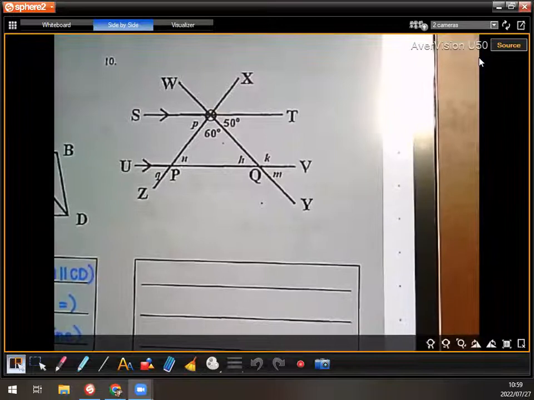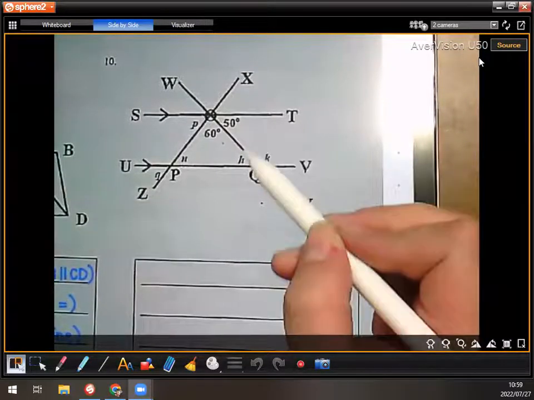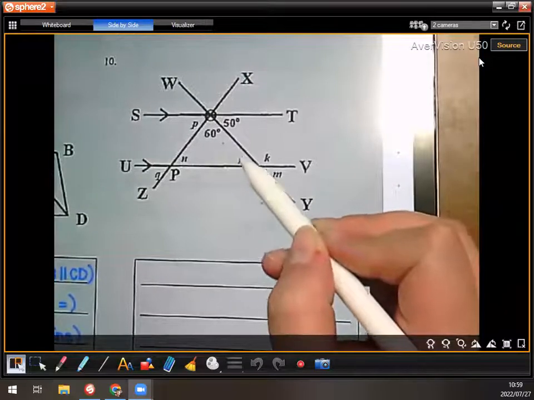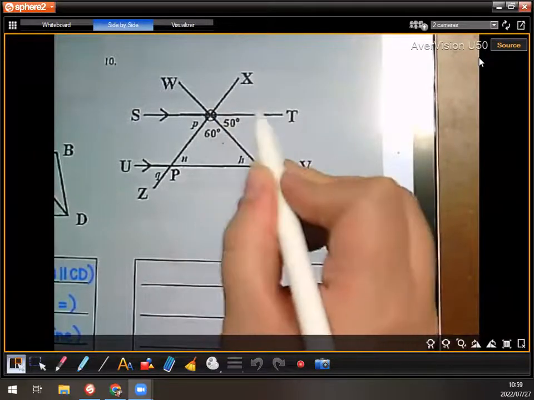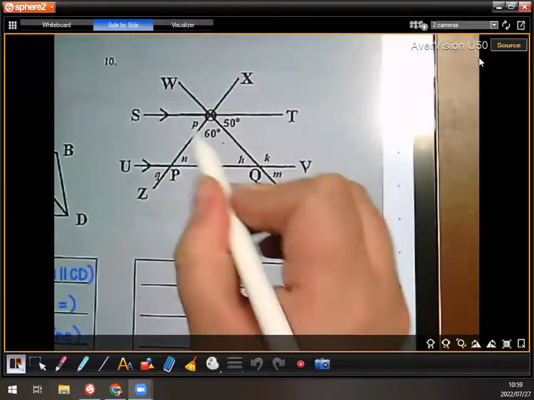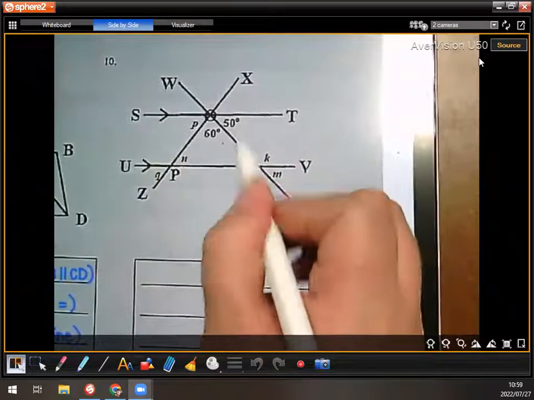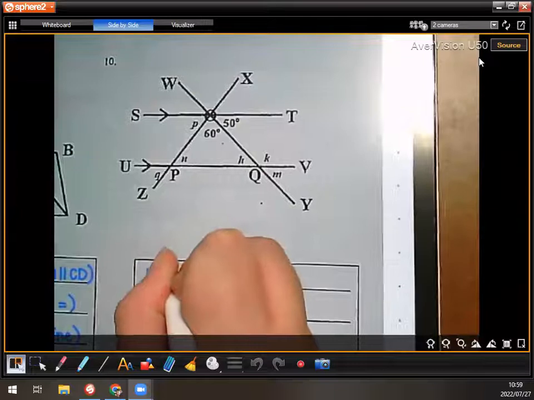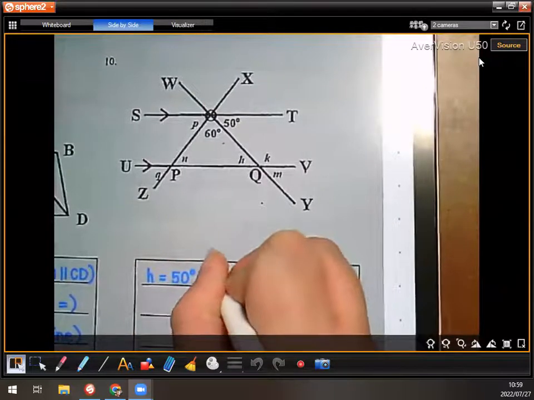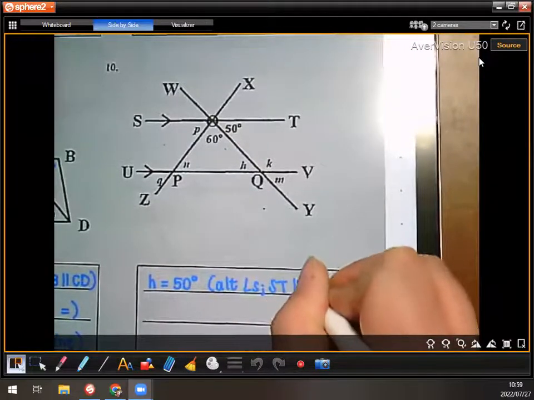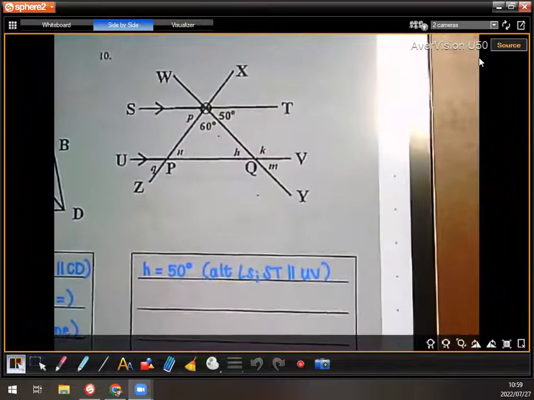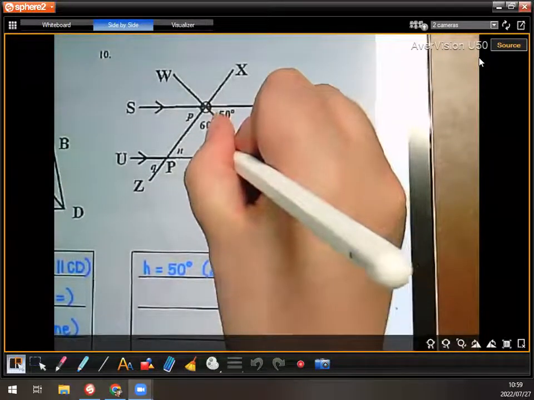Alright guys, the alphabet thing was a bit all over the place here. So what is the first letter? Is it H? Yeah, H is the first one. So if we need to find H, what can I use? Alternate angles, hey? Do we see that Z shape? Guys, are these two lines parallel? Yeah, it's indicated over there. Okay. So H is 50 degrees. Alt angles, ST parallel to UV. And then we can fill it in.